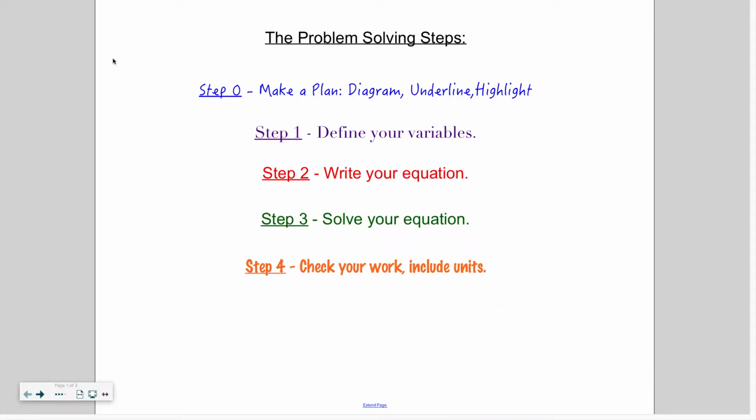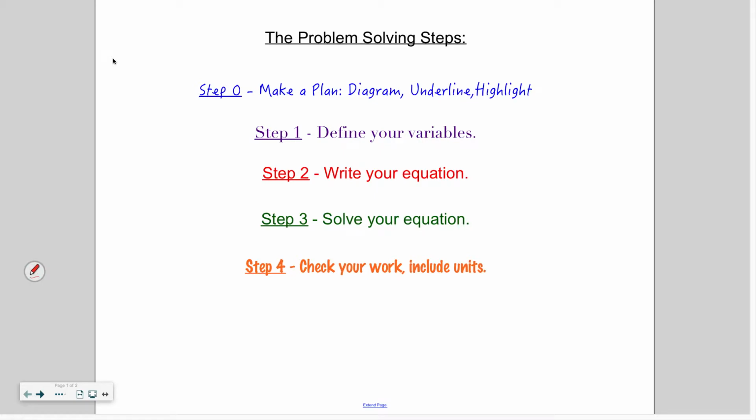All right, ladies and gentlemen, today we're going to start talking about problem solving, okay? This is where we actually start taking our knowledge of solving equations and use it to attack some real-world situations, and this will really test if you can translate a story, a situation, into an equation, okay? So these are basically the problem-solving steps.